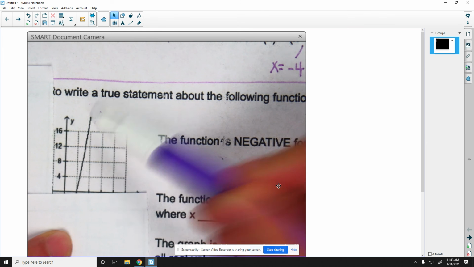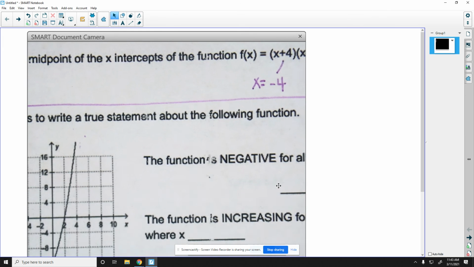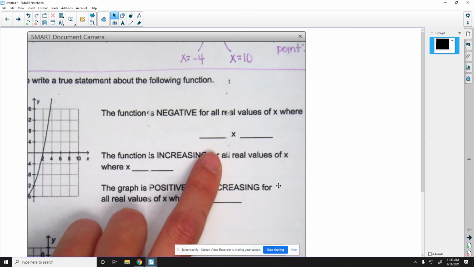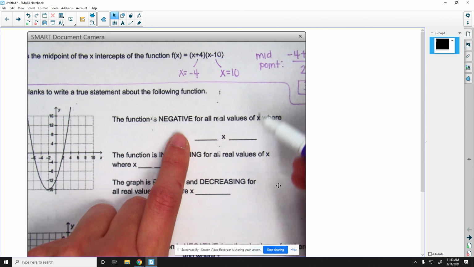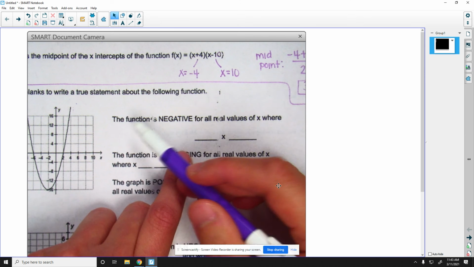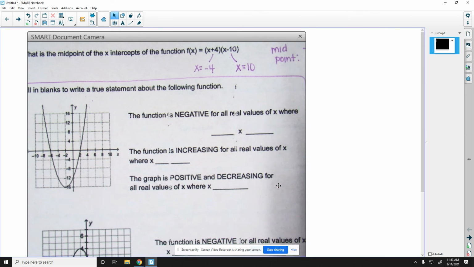Increasing, right? Because it's going up. Okay. So let's look at this now. The function is negative for all real values of x where something. The function is negative. So let's look at the negative section.